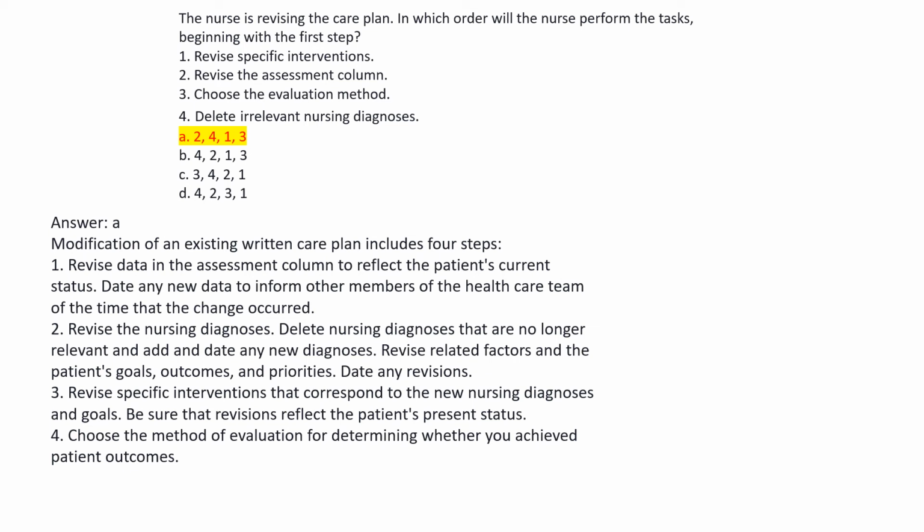2. Revise the nursing diagnoses. Delete nursing diagnoses that are no longer relevant and add and date any new diagnoses. Revise related factors in the patient's goals, outcomes, and priorities. Date any revisions. 3. Revise specific interventions that correspond to the new nursing diagnoses and goals. Be sure that revisions reflect the patient's present status. 4. Choose the method of evaluation for determining whether you achieved patient outcomes.